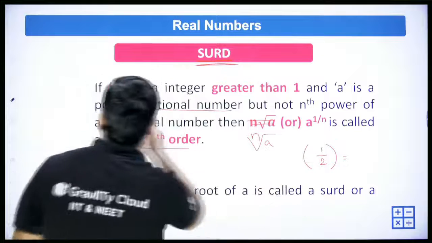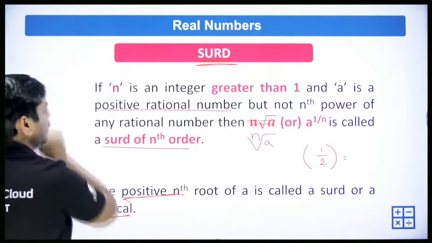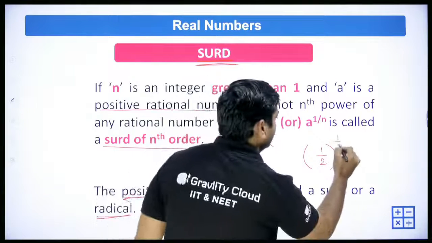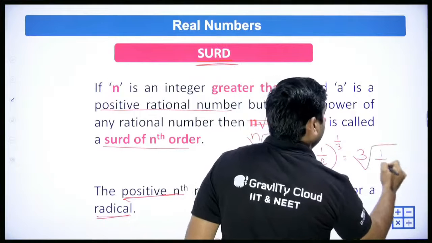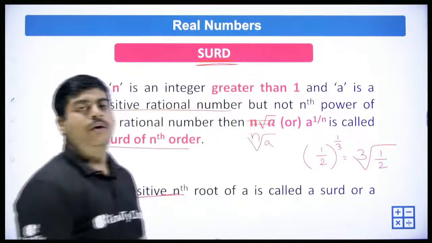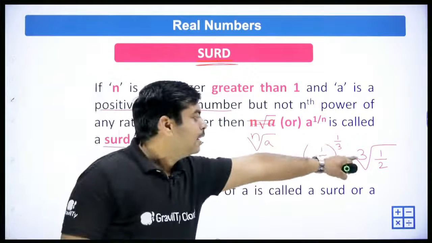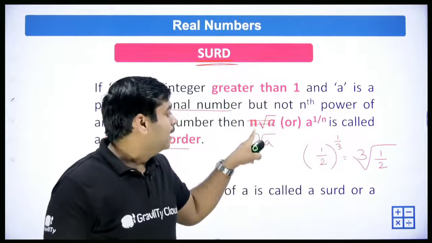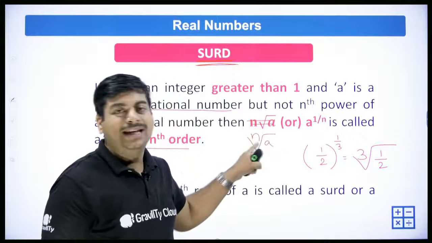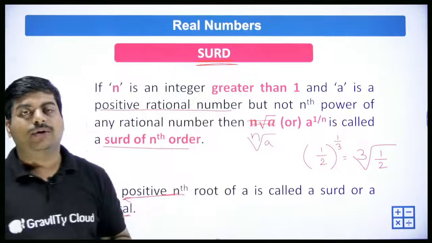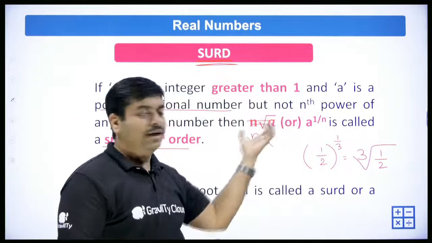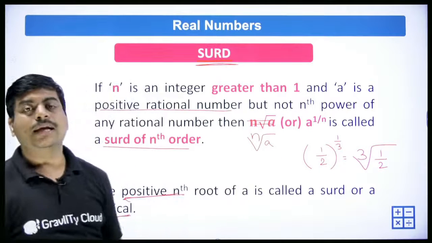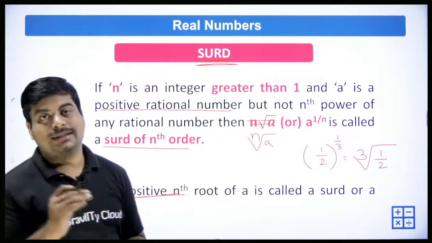It's not 3. It should be 1 by 3. This can also be written as cubed root of 1 by 2. Here if you have 1 by 3, here it is 3. 1 by n here, and it is n here. So that is how you can try to express in different forms. These types of things are called a surd.